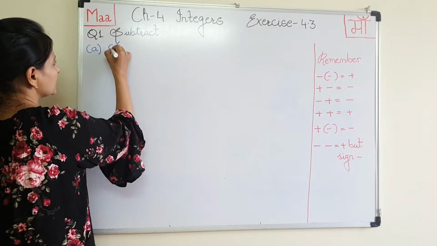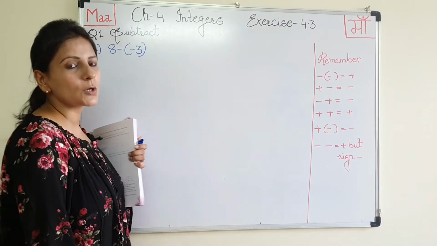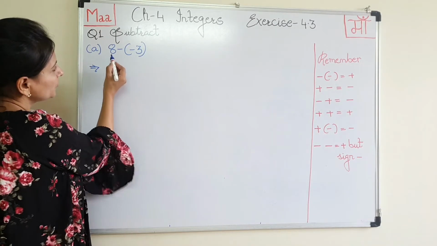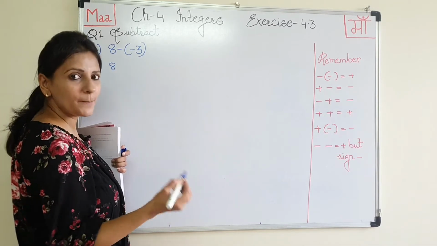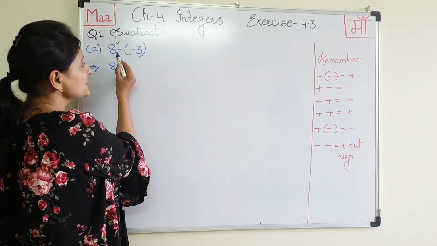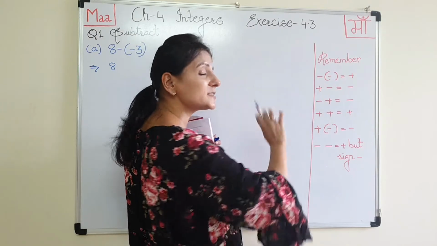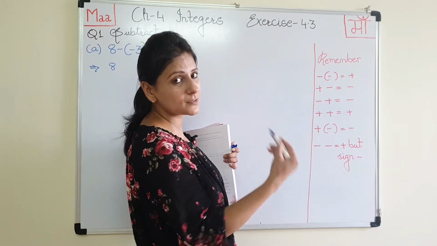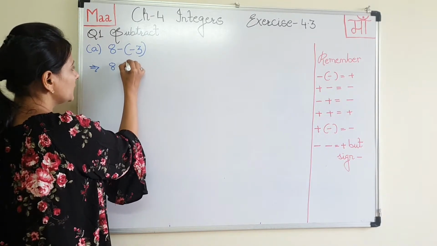So your A part is 8 minus (minus 3). How to solve it? Just see. First of all you will put this 8 as it is, as I have told you. Firstly we open the bracket. सबसे पहले आपको bracket को open करना है and see the rules. Minus outside the bracket and minus inside the bracket. Here is the first rule: whenever a minus sign is inside the bracket and a minus outside the bracket, then it becomes plus in the next step. So ये दोनों sign solve होके next step में हो जाएंगे 3.